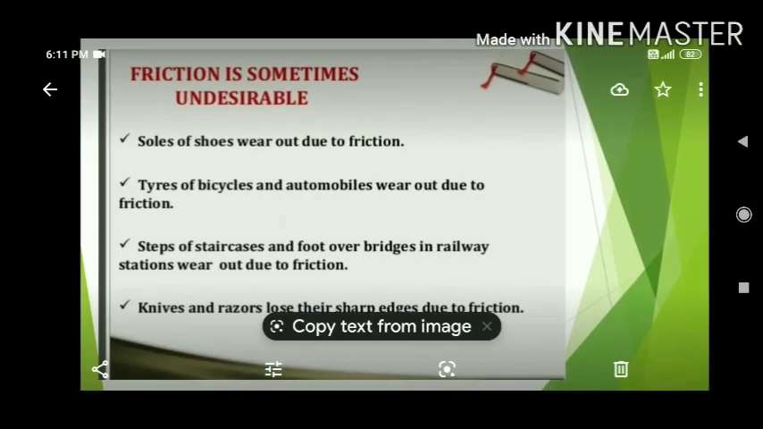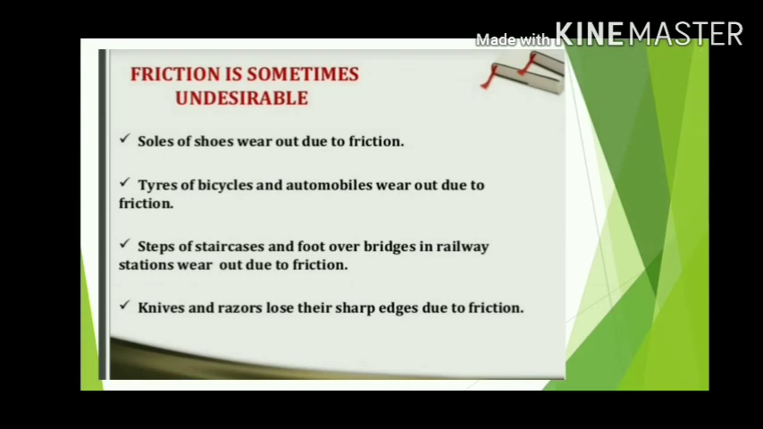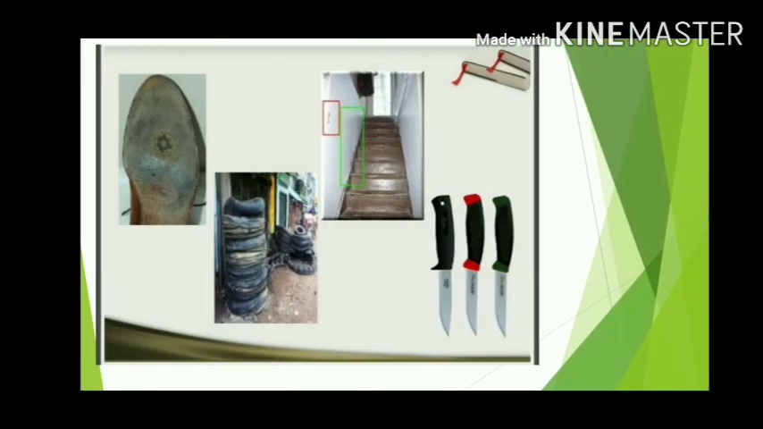Sometimes friction is undesirable, like the soles of shoes wearing out due to friction. The tires of vehicles are torn out, and the steps of staircases and footwear wear down due to friction. Knives and razors lose their sharpness due to friction. That's how we can have some losses due to friction. You can see here how the footwear is worn out, how the tires are damaged, how the sharpness of a knife is decreased. These are some of the losses due to friction.